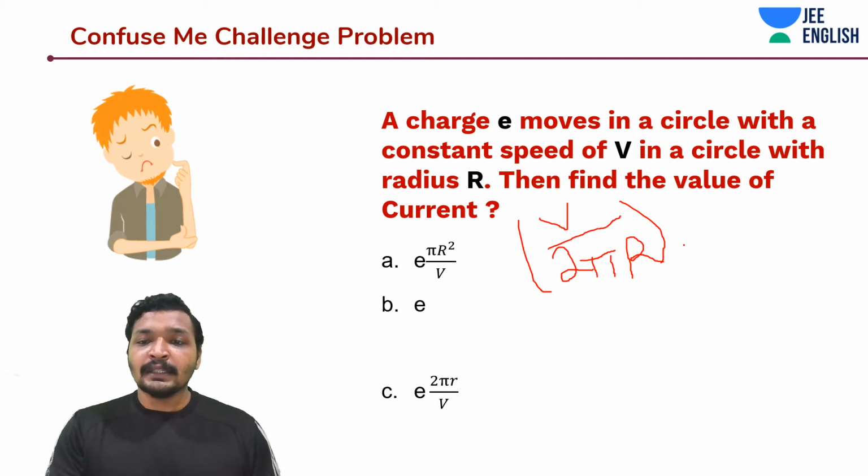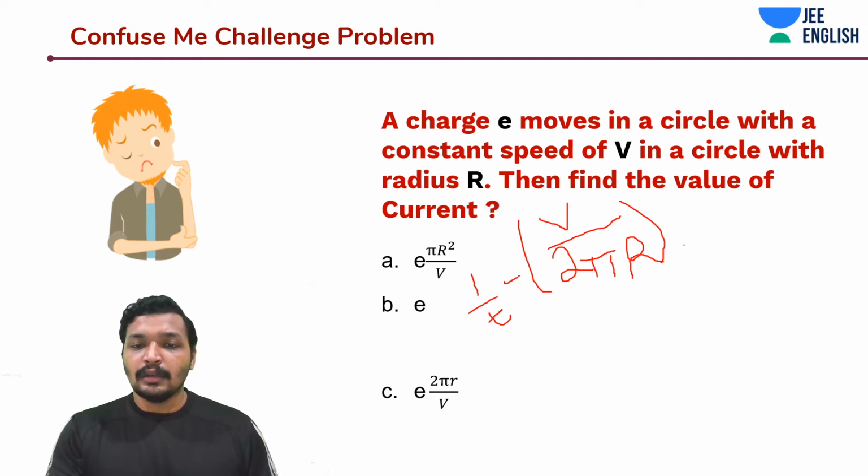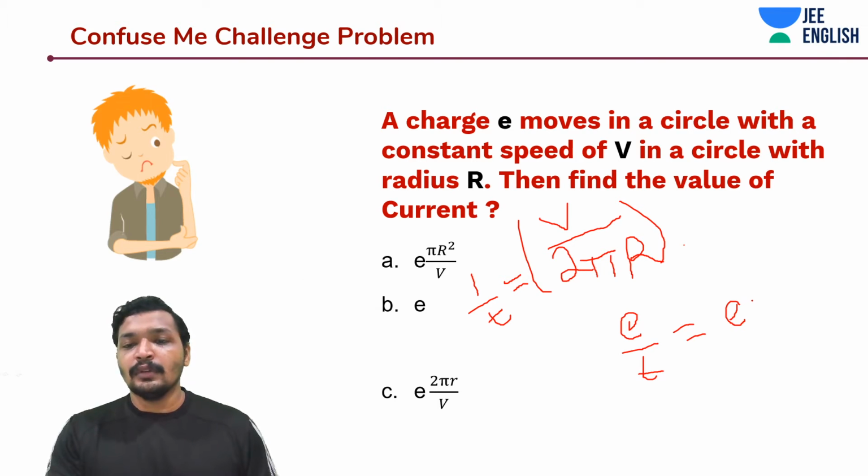And then what is happening is this would become equal to 1 by T. And what would be the charge flown in the time? E. So it's E by T, which is going to be E into V by 2 pi R. So none of them was the answer.